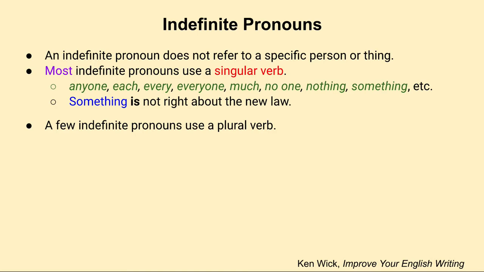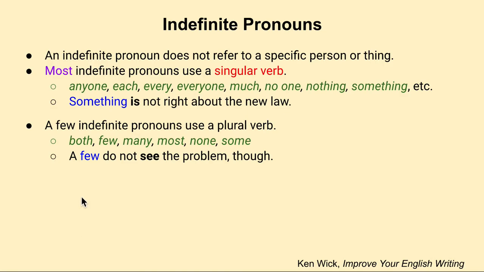And some indefinite pronouns use a plural verb. For example, these indefinite pronouns: both, few, many, most, none, and some. So for example, a few. We recognize this as an indefinite pronoun that takes a plural verb. So, a few do not see the problem, though. This is a plural form of the verb. Sees, with an S, would be the singular form, but since with few we use the plural form of see.